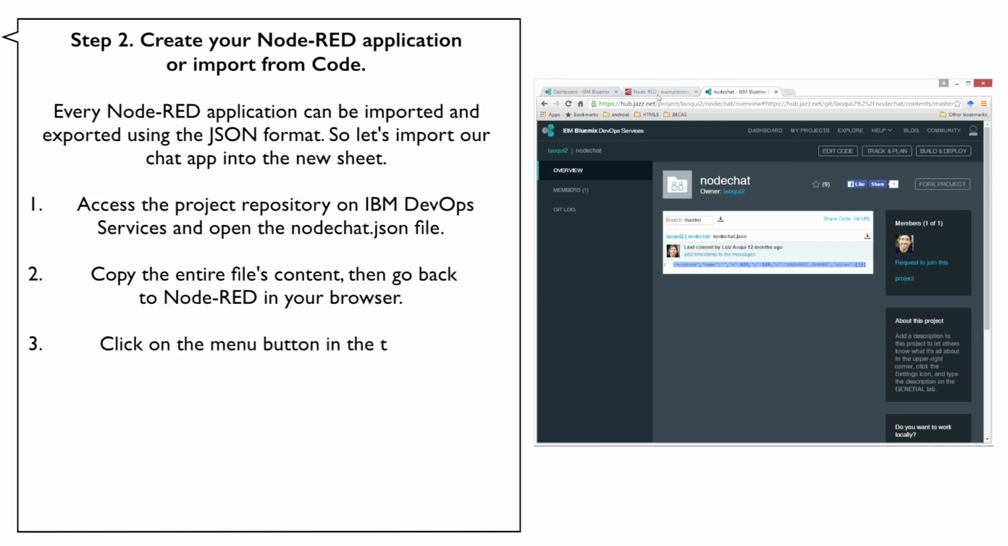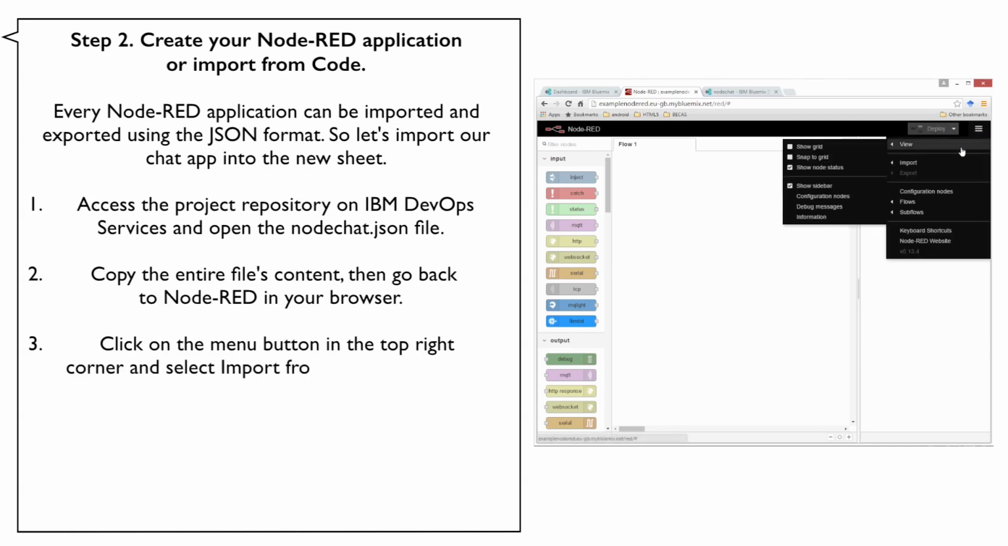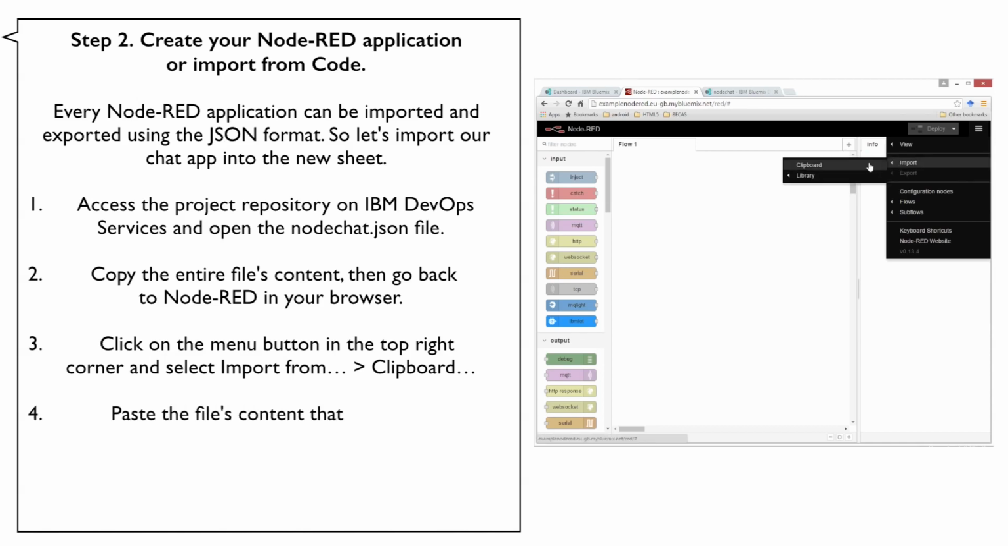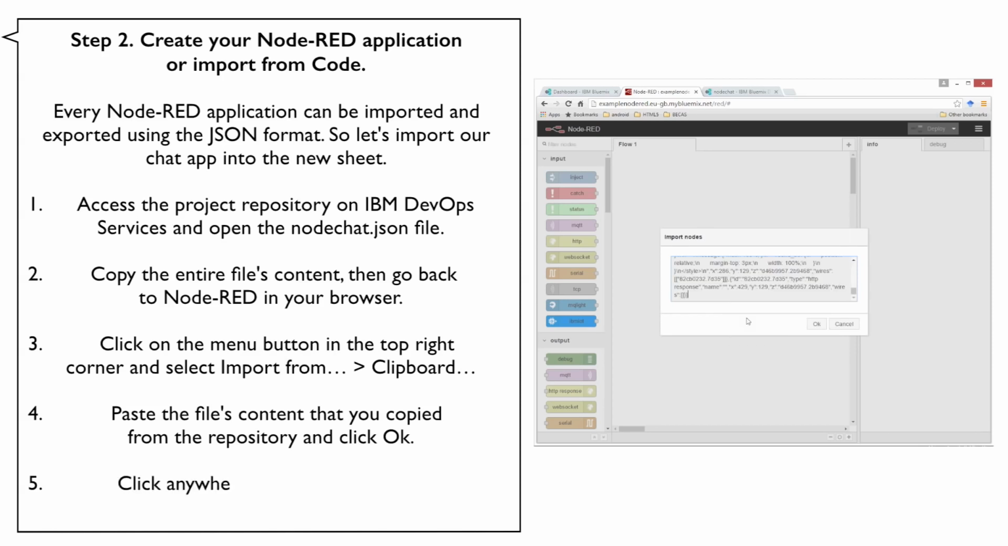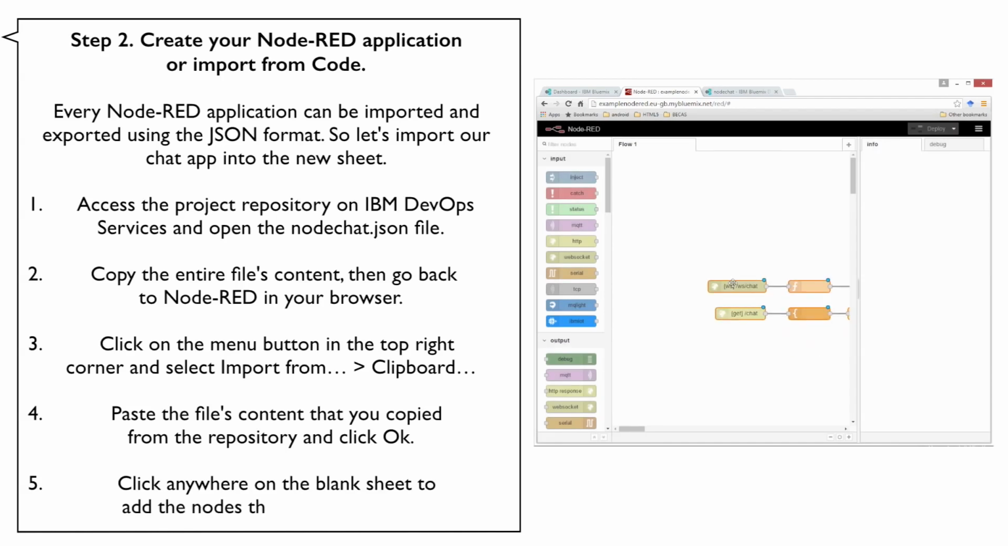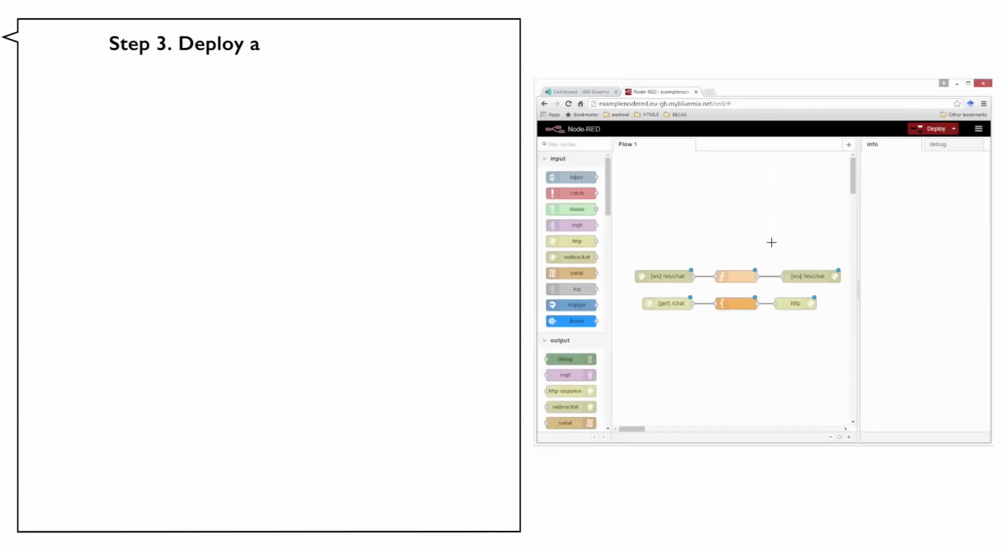3. Click on the menu button in the top right corner and select Import From, then Clipboard. 4. Paste the file's contents that you copied from the repository and click OK. 5. Click anywhere on the blank sheet to add the nodes that were imported. Step 3. Deploy and run application.